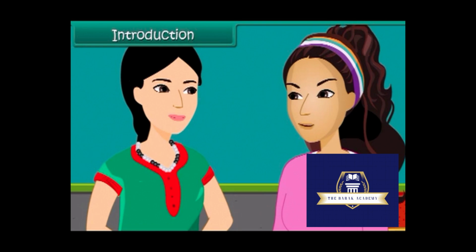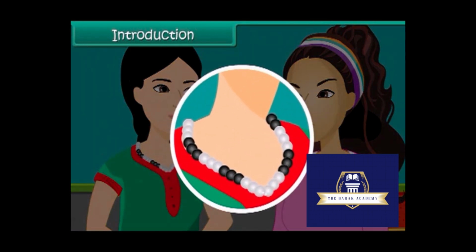What a beautiful pearl necklace! If you notice, there are 3 white pearls and 3 black pearls and so on and so forth. Looks like they're arranged in a particular sequence or pattern. Let us learn more about pattern today.